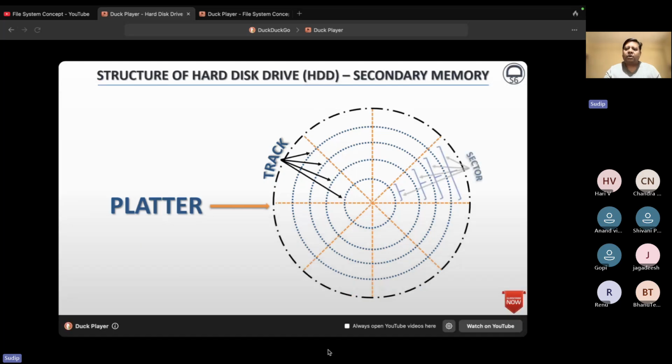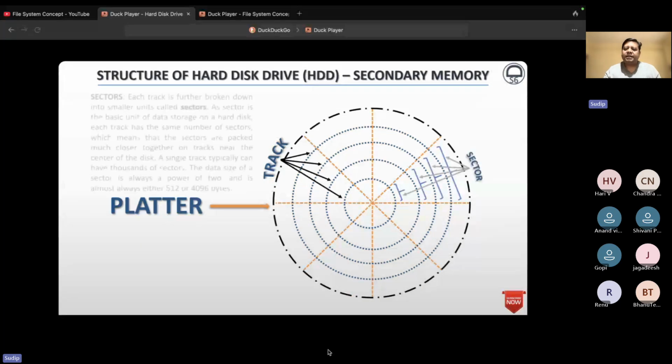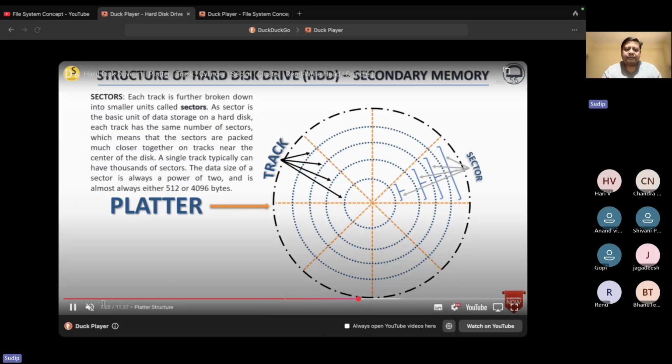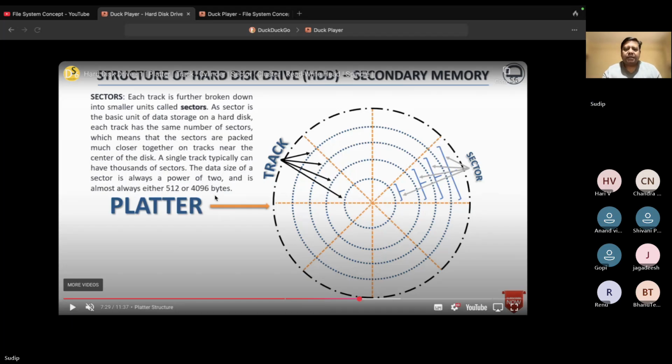As I said, these are all divided into sectors like this. This again is very important. In the last line of the description on this video, you see that the data size of a sector is always a power of 2.